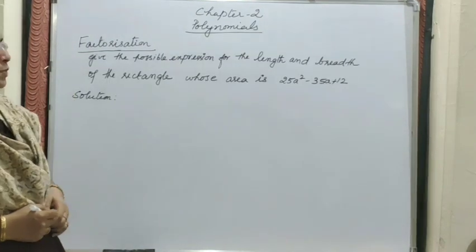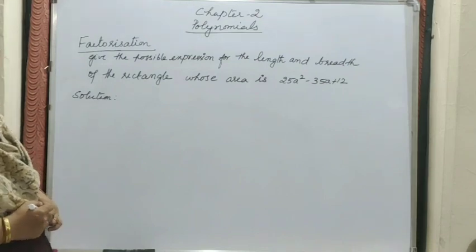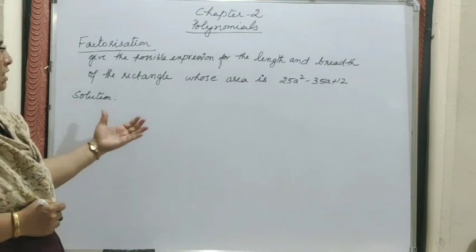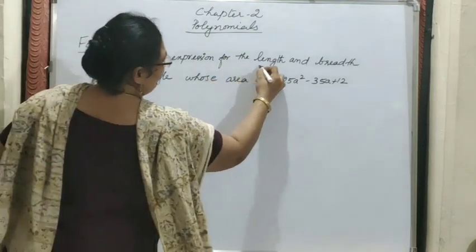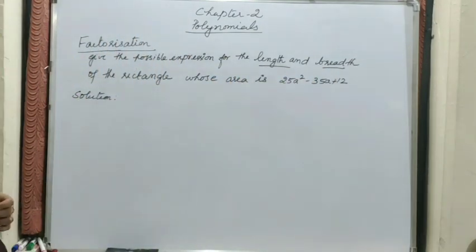Give the possible expression for length and breadth of a rectangle whose area is 25a square minus 35a plus 12. In this question, area is given. What is asked? Length and breadth, right? So length and breadth are asked. What is the formula for a rectangle? Area equal to length into breadth only.